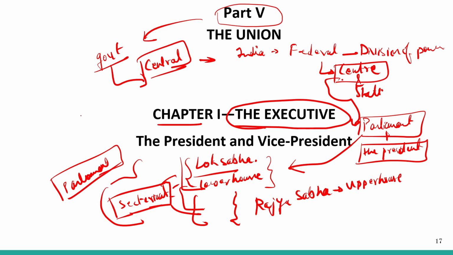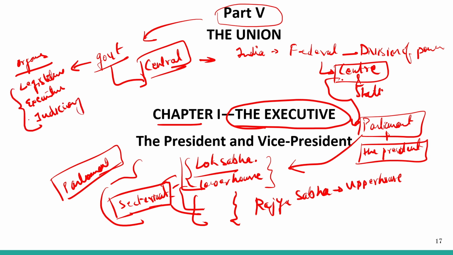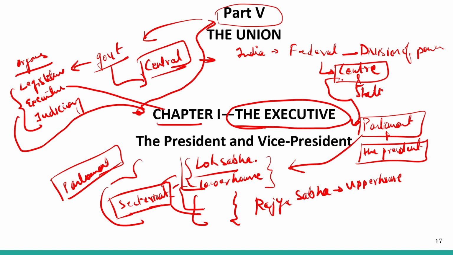The government, as you know, is divided into three major organs. What are those? The organs are divided into legislature, executive, and the third one being judiciary. These three organs are the ones which we are going to study under part 5 of the Constitution. The first one, which we are going to discuss, is actually the executive.